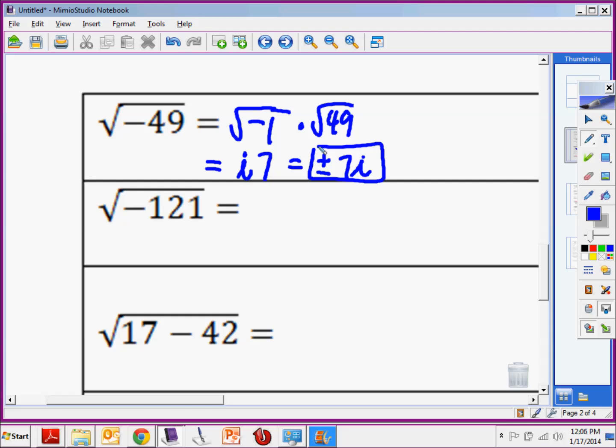All right, so again with the square root of negative 121, I can separate out my negative 1 from my 121, and I'm going to end up with i what? 11. So my answer is? Plus or minus 11i. There we go.